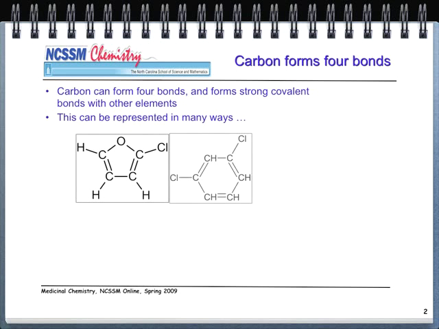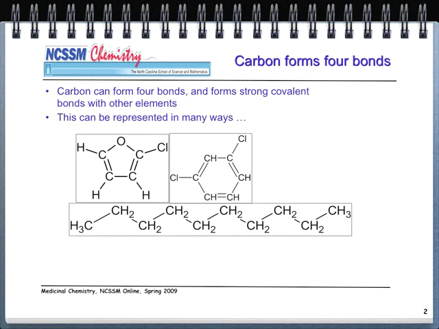We can represent it. Here's another ring structure. You notice it has alternating double bonds. It has 2 chlorines in it, so this would be a dichloro compound. Okay. And we can represent it, as you've already seen, in a straight chain manner. You should be able to recognize this compound.